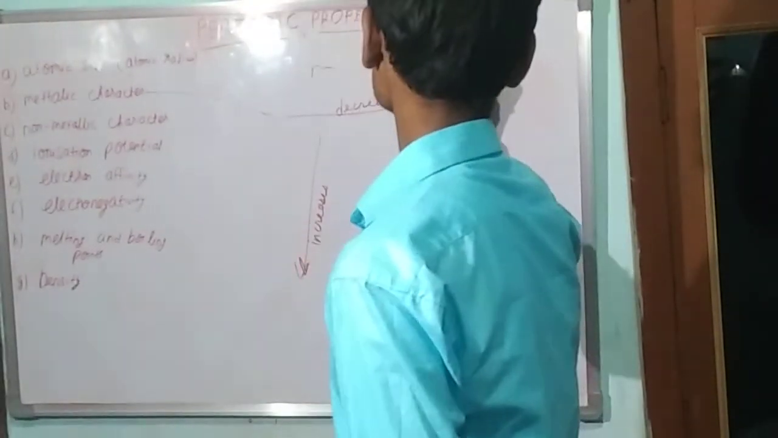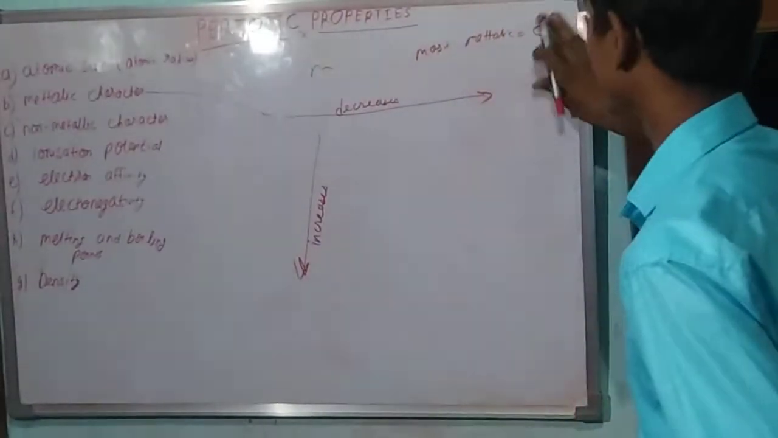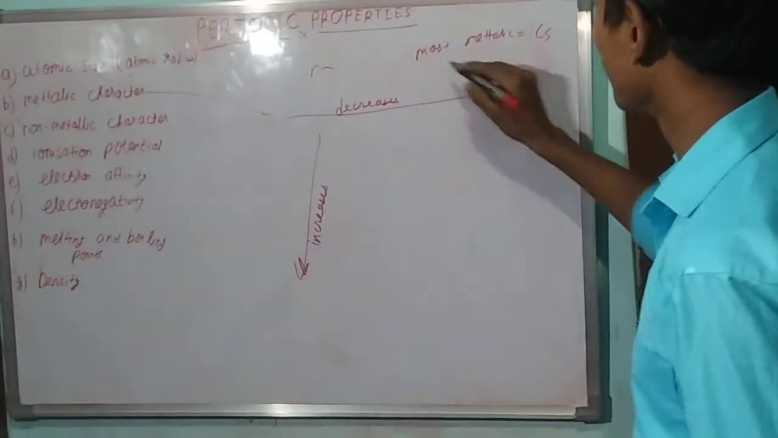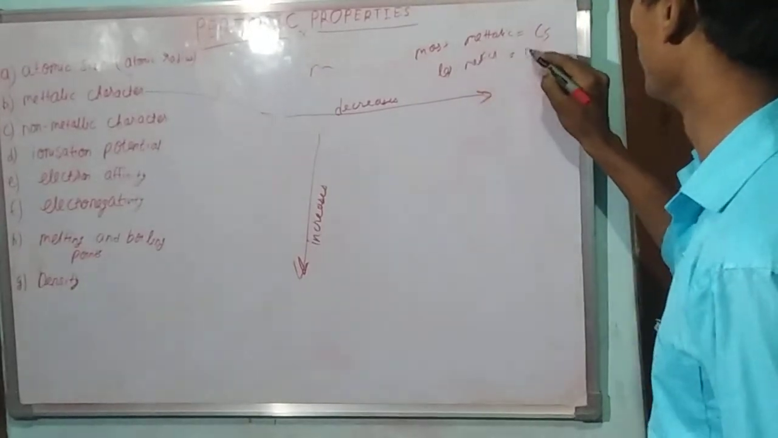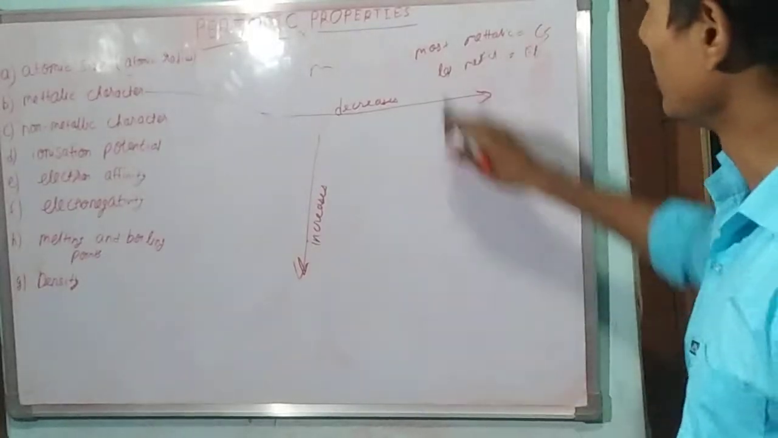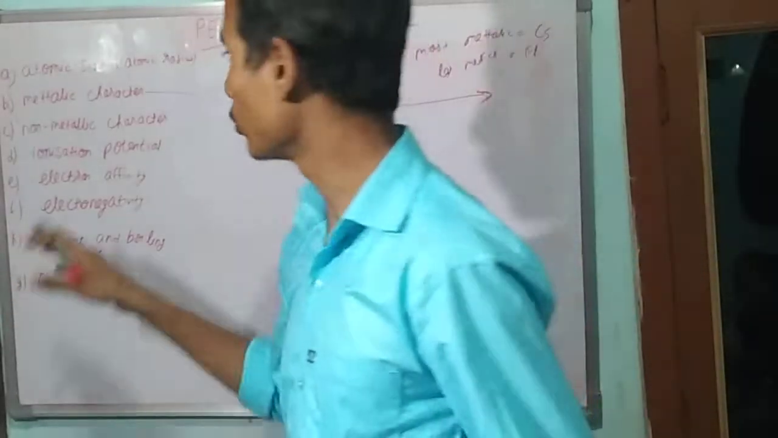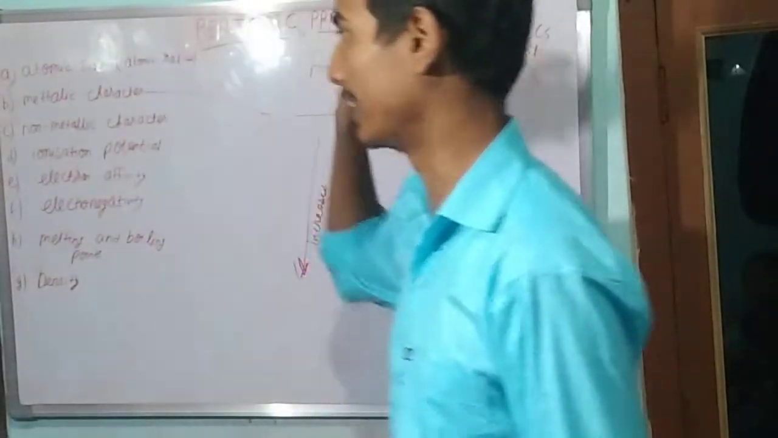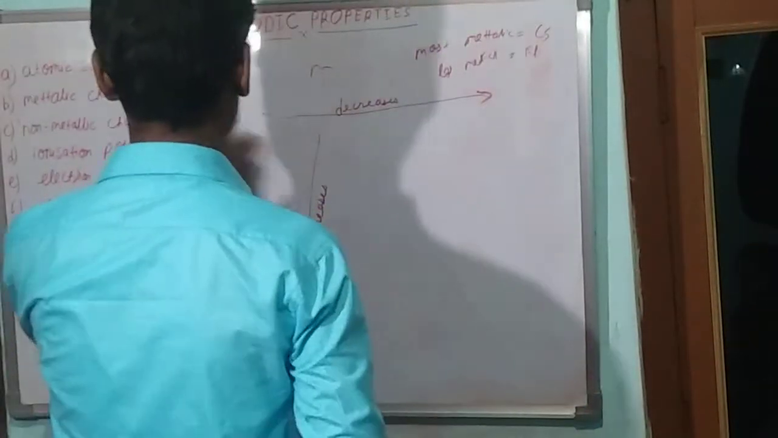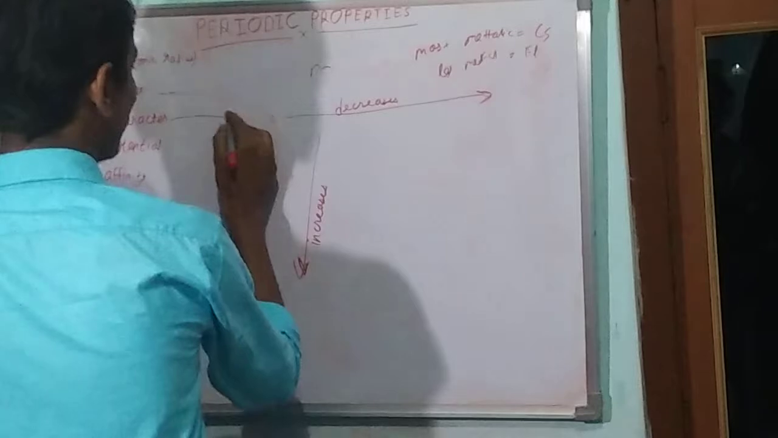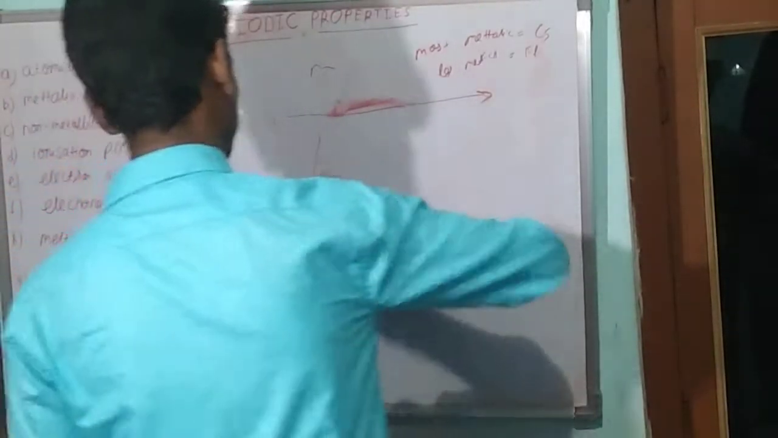The most metallic is cesium, Cs, and the least metallic is fluorine. Most metallic cesium and least metallic fluorine. This is all about metallic character. Next we will talk about non-metallic character.